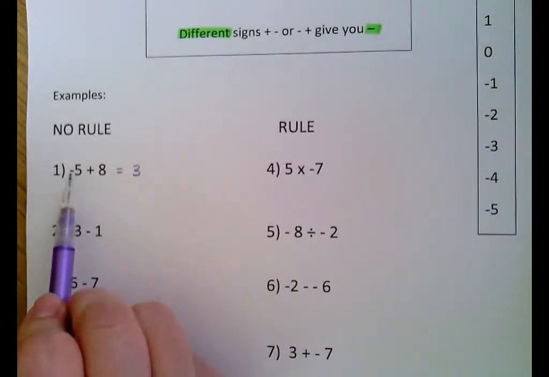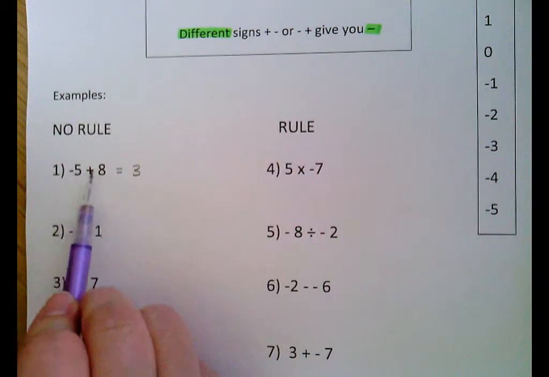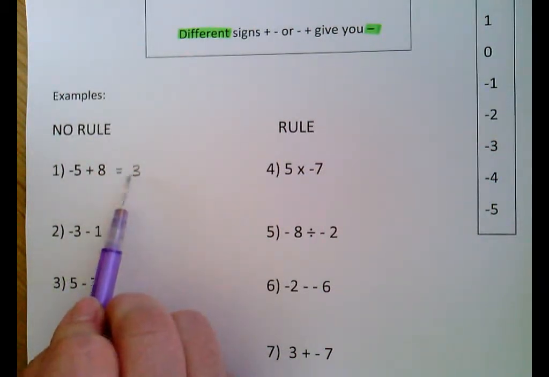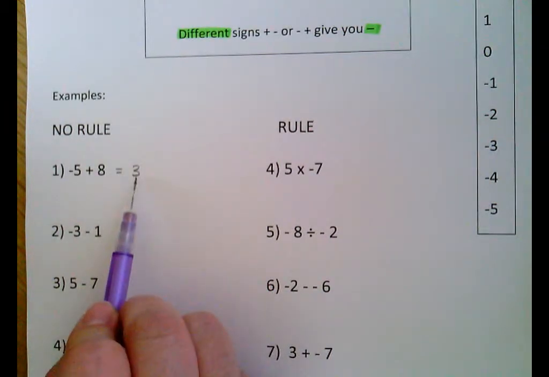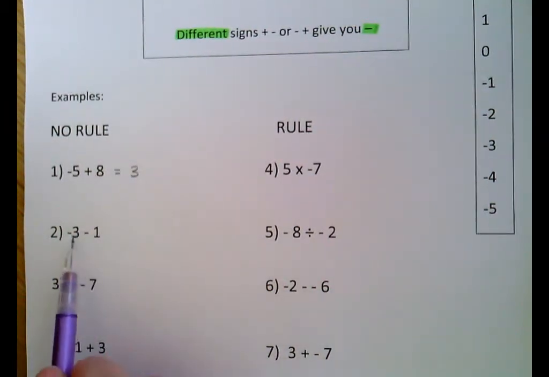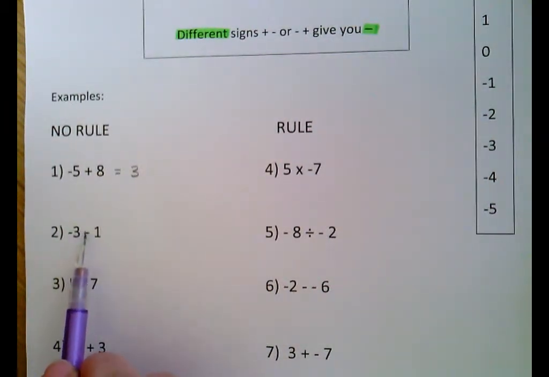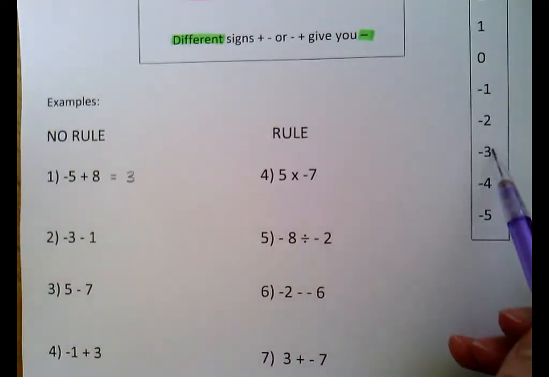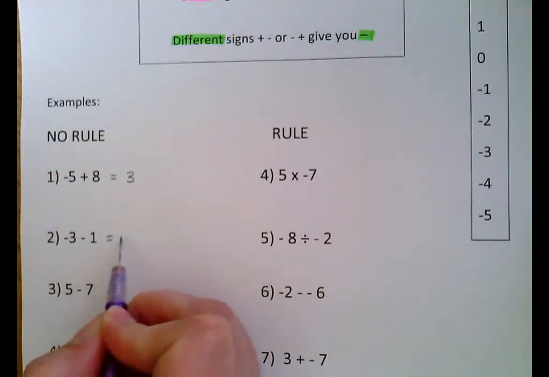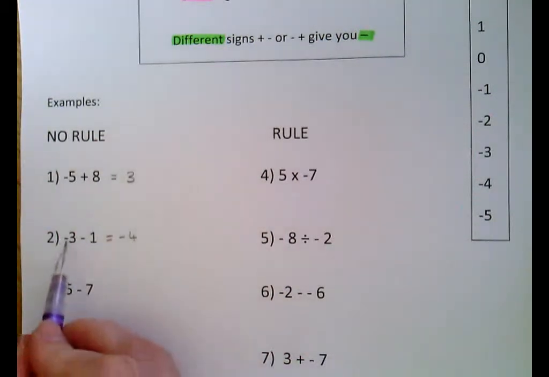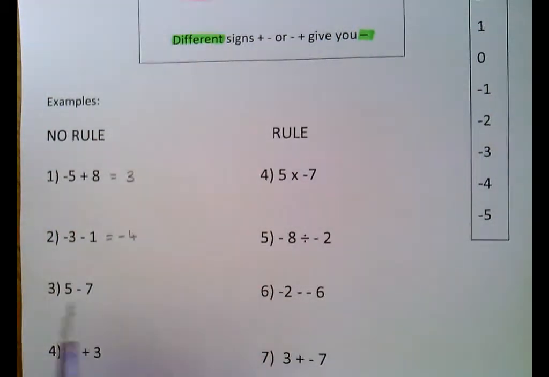So even though one of them's negative and the other one's positive, you don't put the two of them together to get a negative answer. Because if you're down at -5 degrees and it gets 8 warmer, you end up at positive 3. Likewise here, if you've got -3 and you go down 1, you'll end up at -4. You don't put the negatives together there to make a positive because they're not right beside each other.